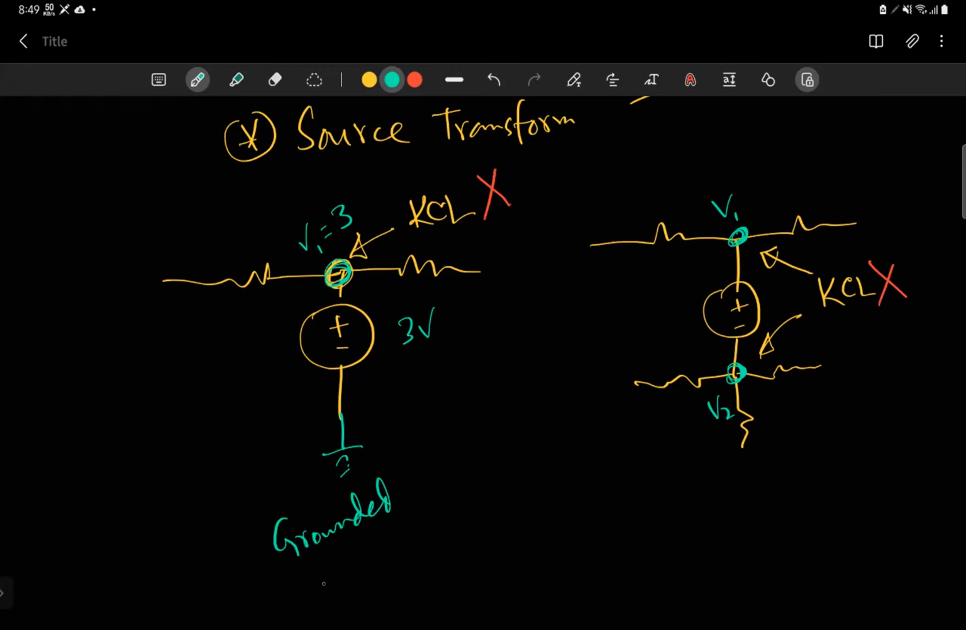If you have a grounded voltage source you can just write V1 equals to whatever voltage is written here. If it's a dependent source, maybe you can also write 3V0 or whatever the value is written here. Okay, on the other hand, if you have a voltage source in between two nodes, none of them are ground, right, V1, then you cannot write KCL here either.